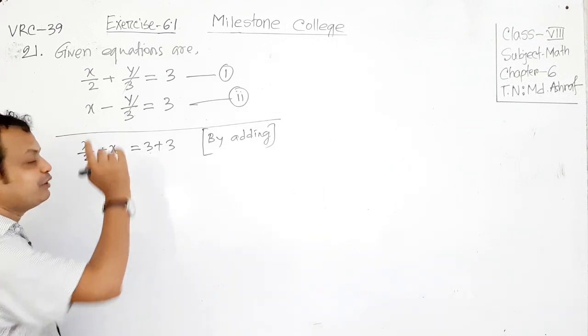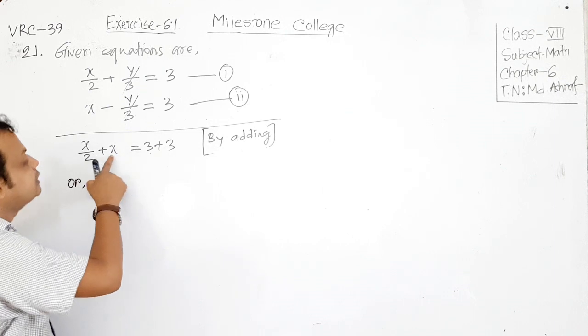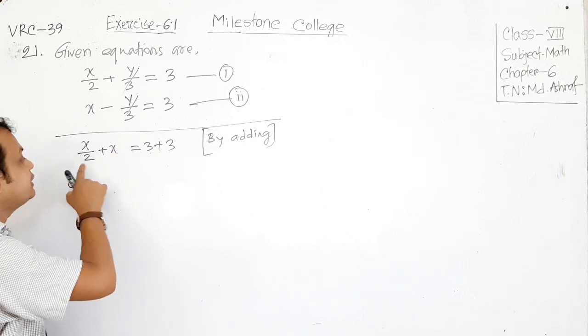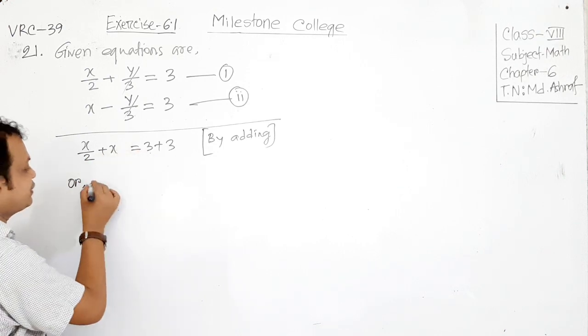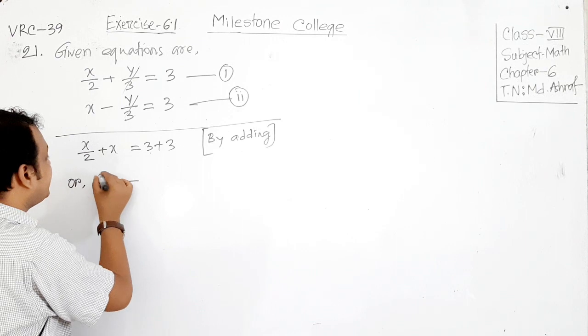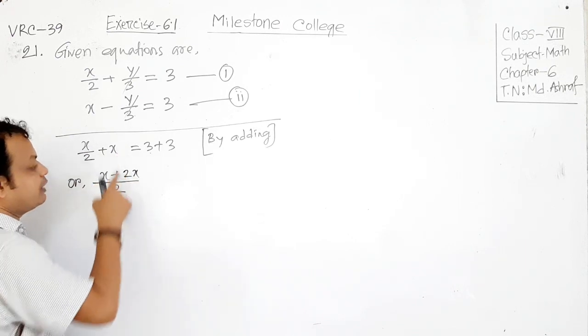Now we will find the value of x. So how can we find the value of x? Here the denominator of x is 1. Then take the LCM of the denominators. Okay, then what will it be? It will be 2, and then we will get here x plus 2x. So divide 2 by 1, then we will get 2.